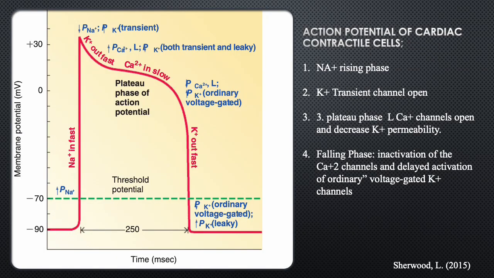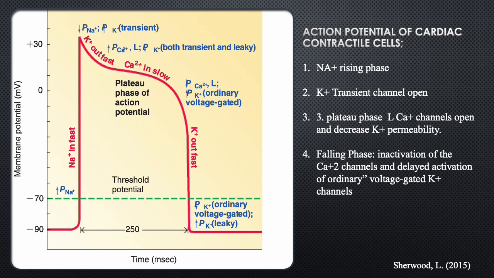Another aspect is that the action potentials of cardiac contractile cells differ considerably from the action potentials of cardiac autorhythmic cells. The rapid rising phase of the action potential in contractile cells is the result of sodium ion entry through the opening of fast sodium channels at threshold. The early brief repolarization after the potential reaches its peak is because of the limited potassium ion efflux through the opening of transient potassium channels, coupled with the inactivation of sodium channels.